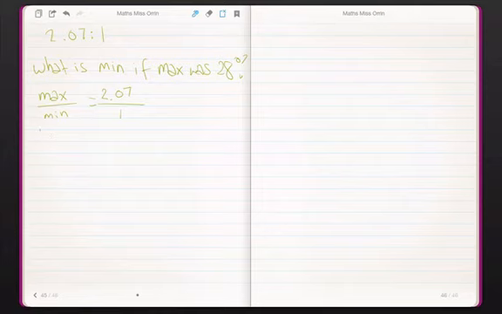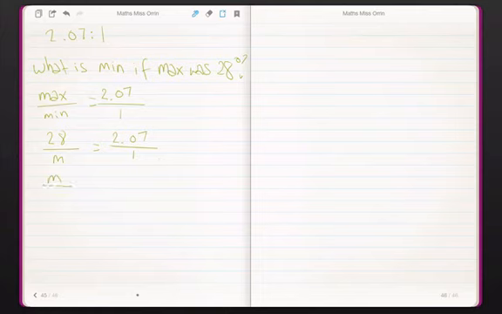So we know what the maximum was. So we know that it was 28 over the minimum. Let's just call it M because we don't know what it is. 2.07 over 1. Okay, so we'll leave that as it is. Now, what you can do here to make this a bit easier is just flip them both, because remember, what you want to do is get M on its own, but it's currently on the bottom of a fraction. Otherwise, we're still going to have unknowns. You can do that and then keep moving things around if you want, but there's no real point.